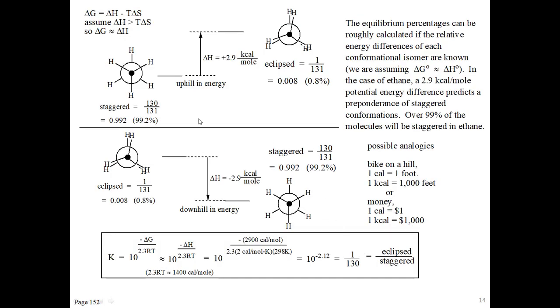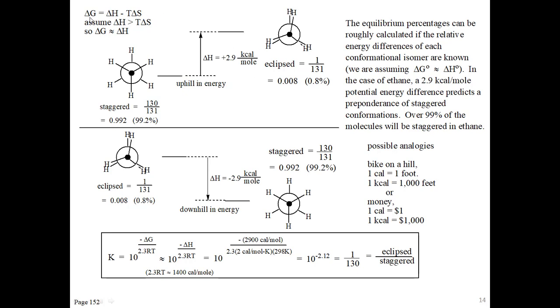Okay, so now, since we have an energy difference, we could calculate an equilibrium distribution between our two conformations. So I have over here staggered, and we know that's lower energy. And then we know we go up about 2.9 kcals to eclipsed, that's higher energy. And so we could calculate how much of each of these we have if we make some assumptions.